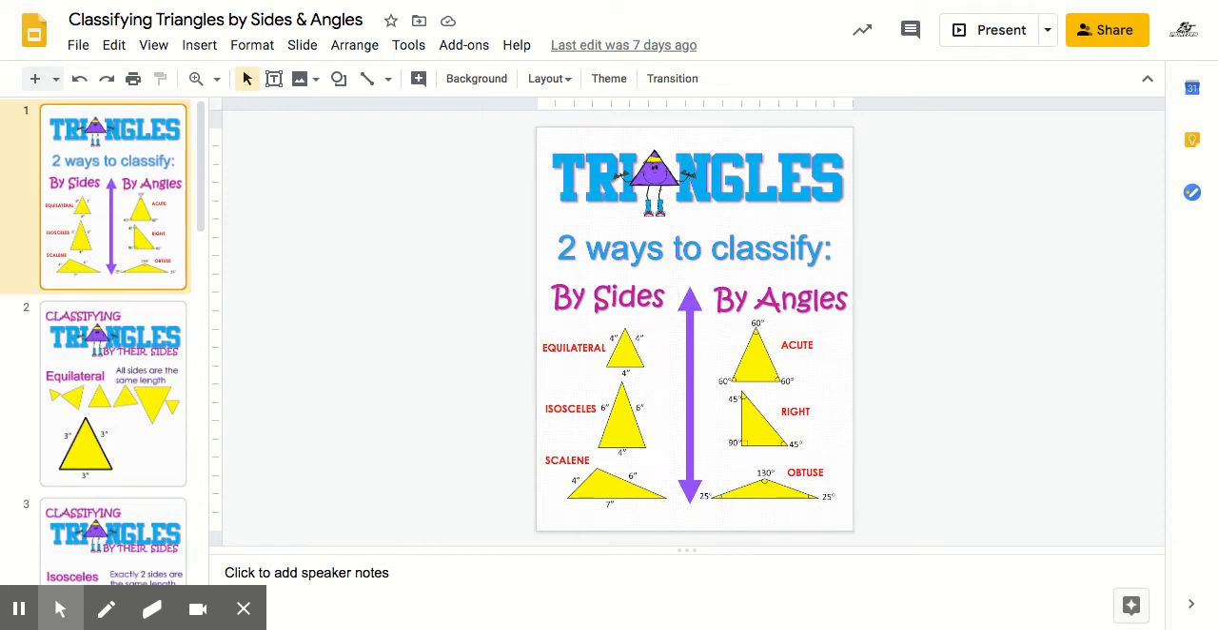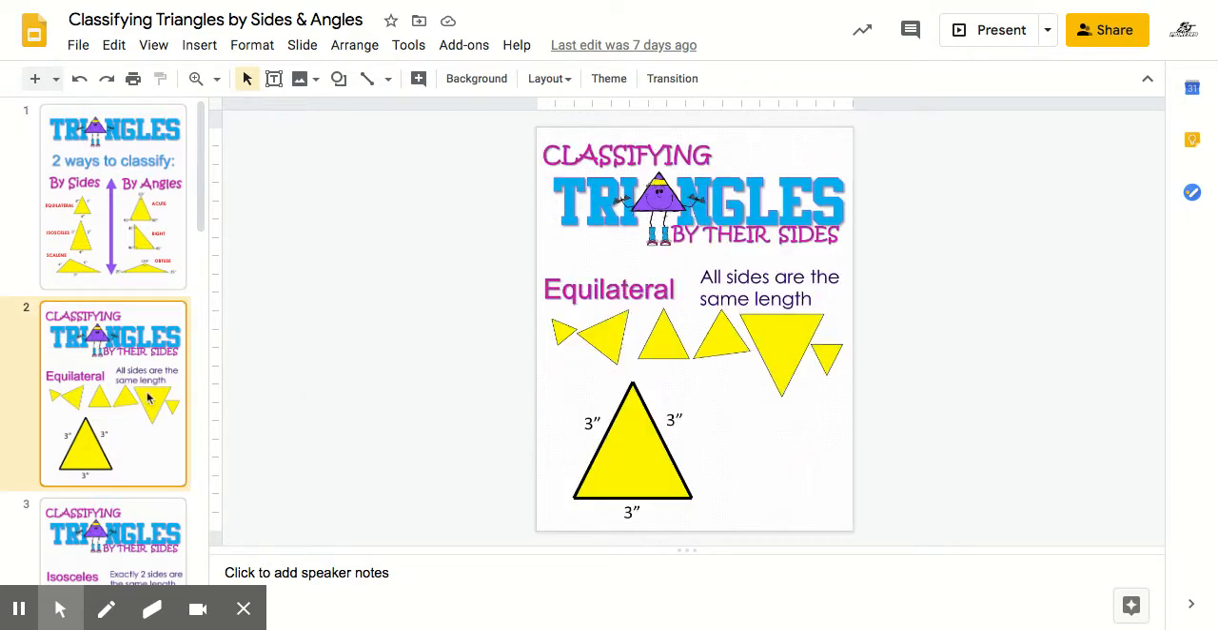Today we are going to start our new unit on triangles, and we're going to start by classifying triangles, which means just giving a type of triangle a name. Now, there are two ways to classify triangles. We can classify them by their sides and by their angles. So there are three ways to classify a triangle by its sides, and there are three ways to classify a triangle by its angles. We're going to start with sides.